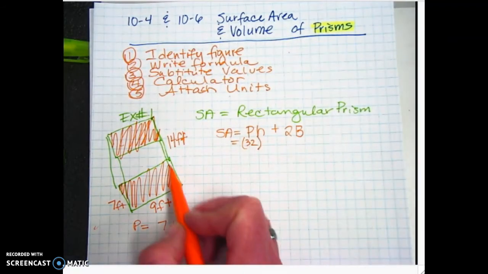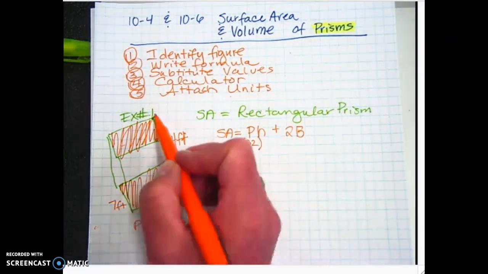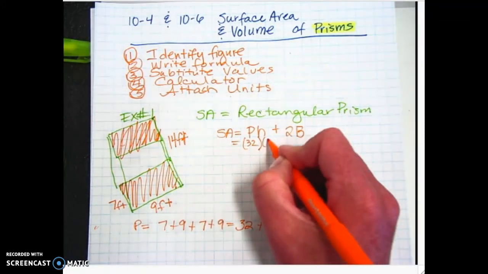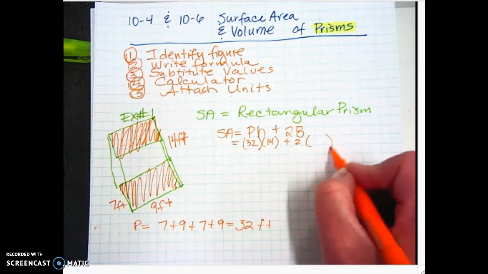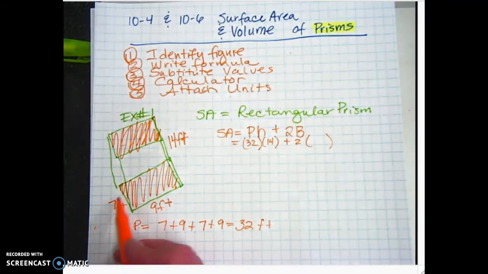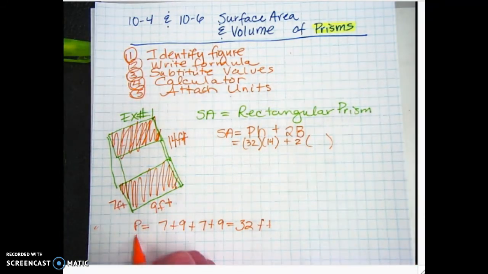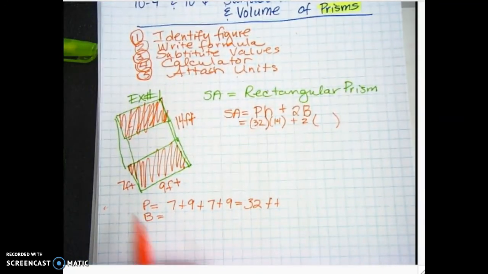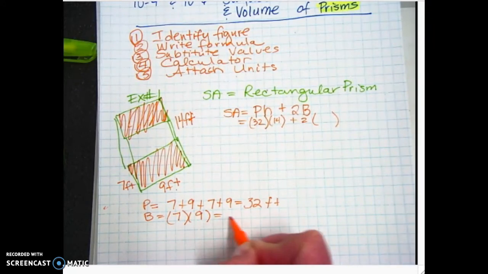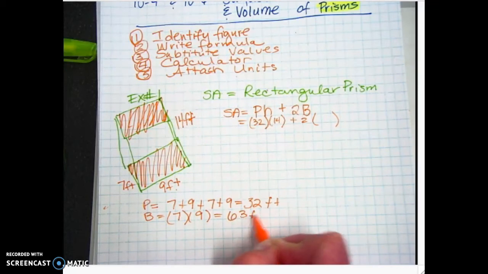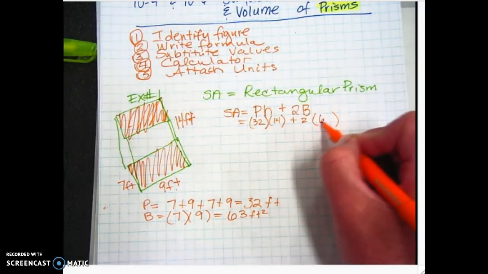Then I need the height. The height of the whole rectangular prism is 14. That plugs in there. Plus 2 times the area of the base. So the base is, again, that rectangle. And for the area of a rectangle, I multiply length times width. So I'm going to go 7 times 9, and I get 63 feet squared. And that plugs in here.